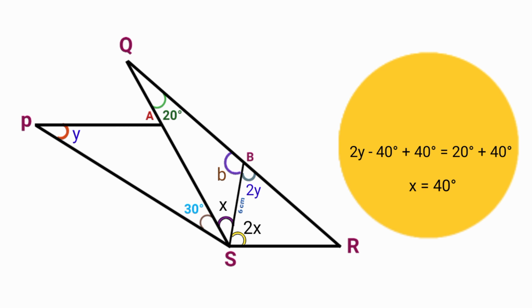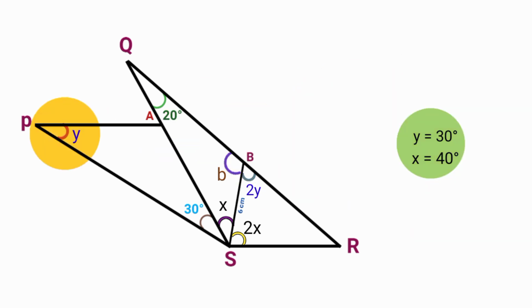Here, minus 40 degree plus 40 degree is 0. 20 degree plus 40 degree is 60 degree. So 2y equal to 60 degree. Dividing both sides by 2, here 2 will cancel 2, and here 60 degree divided by 2 is 30 degree, and hence y equal to 30 degree. So now we have x to be 40 degree and y to be 30 degree.